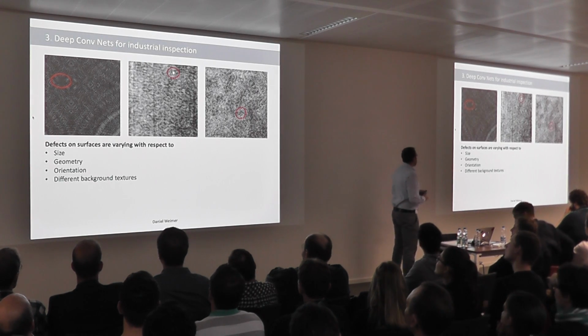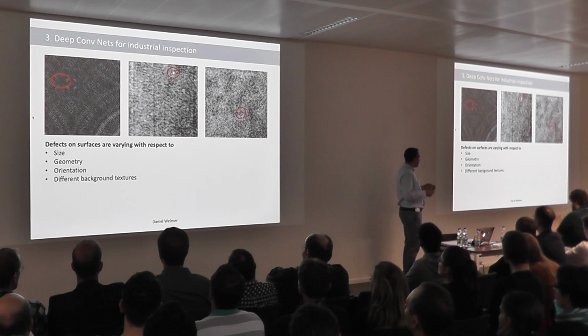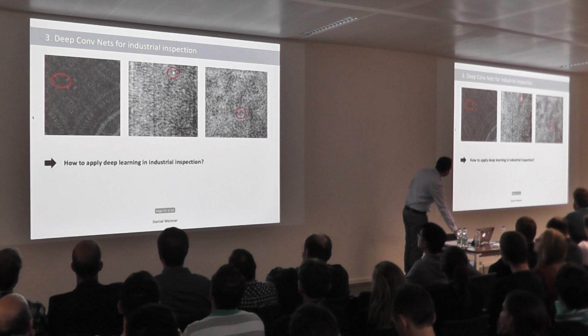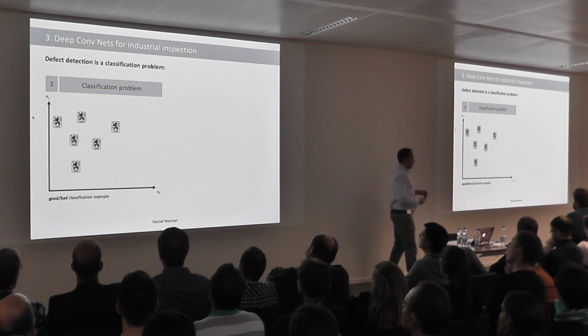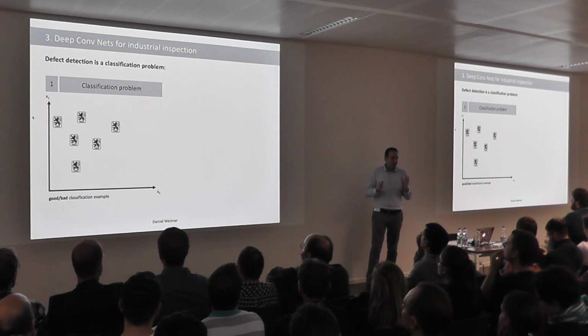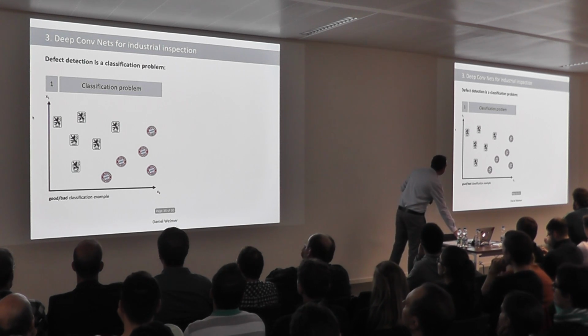So, as I mentioned before, defects occur with varying size, orientation, and shape, so a scratch can have any kind of orientation. And the question is, how do we apply deep learning to that? So, I just want to spend 1 minute. It's basically a classification problem. Most of you know classification. You have a good class, you have a bad class.